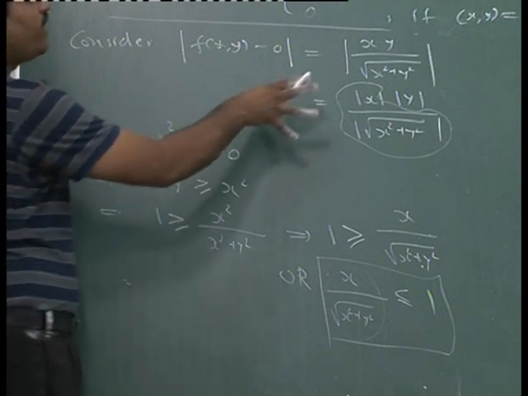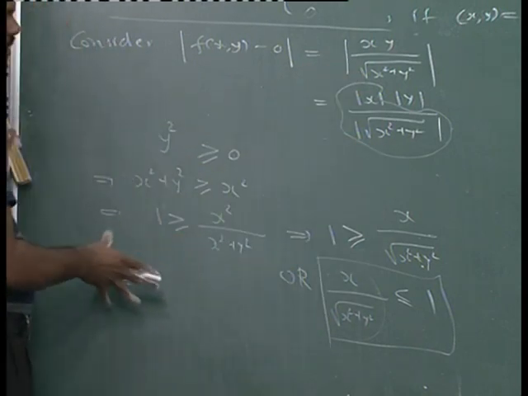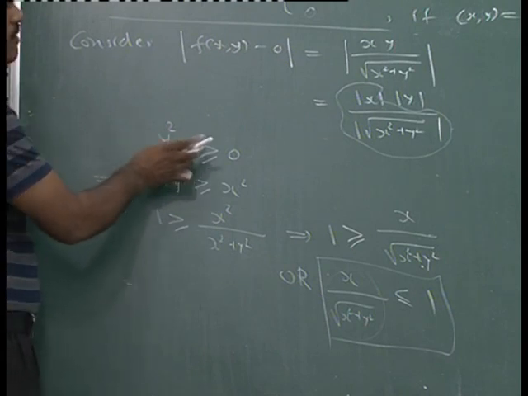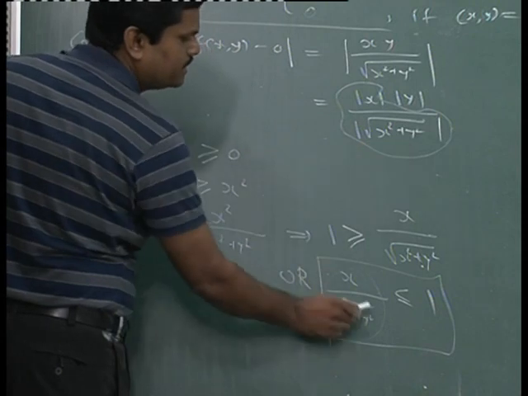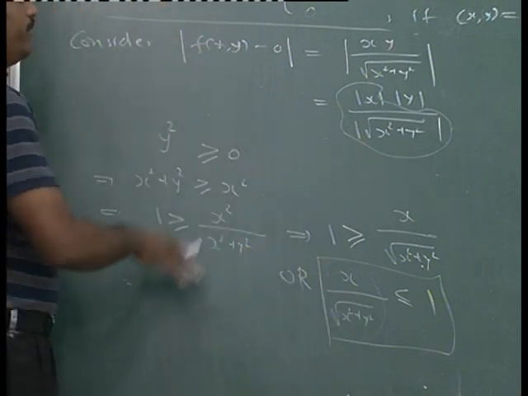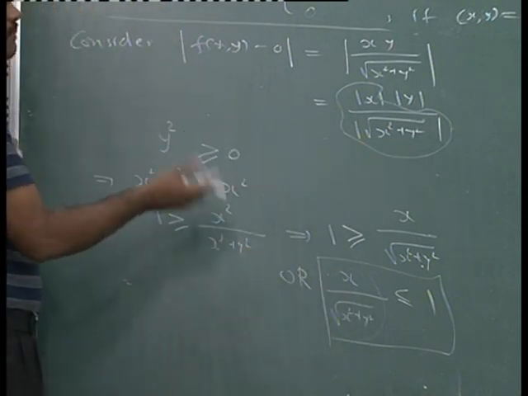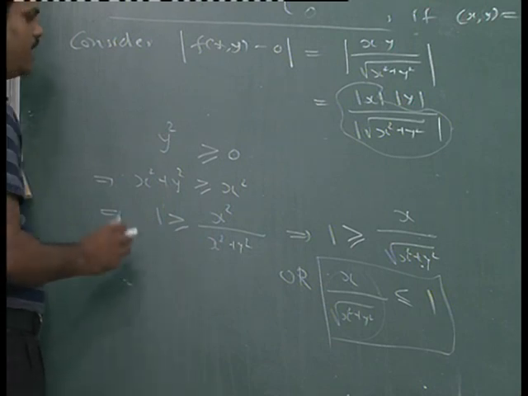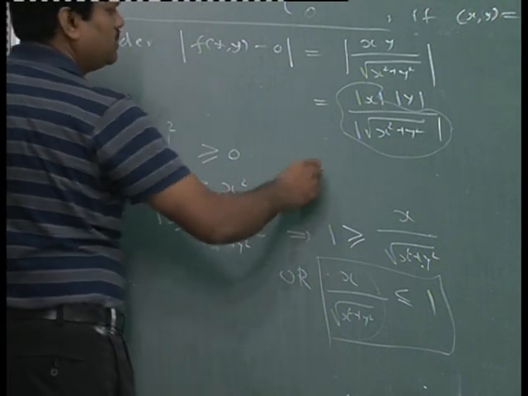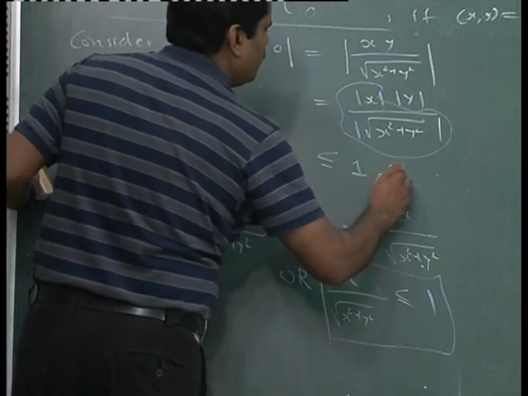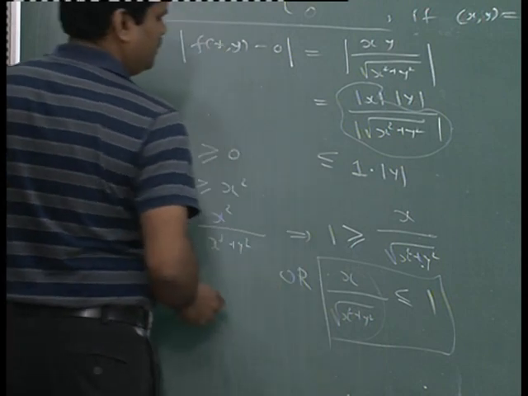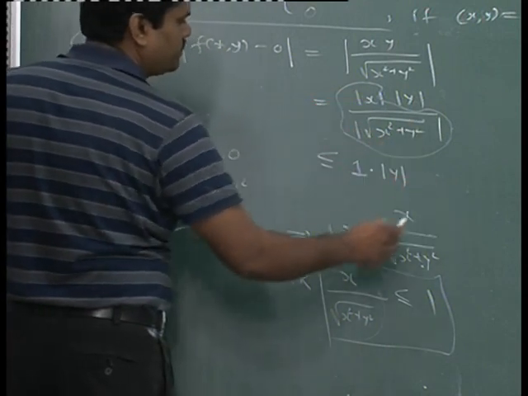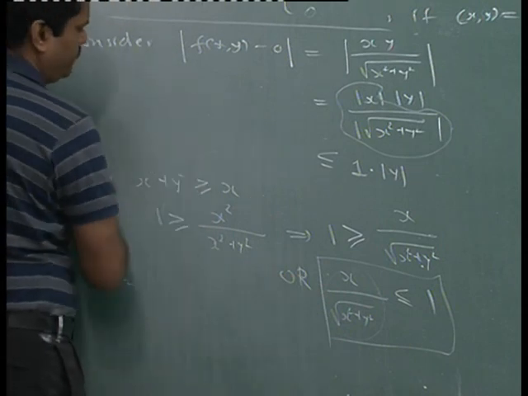So, to simplify this expression, this is the main technique, or you can say a good idea. Using that y square is greater than or equal to 0, we have shown that this part remains less than some constant. If the complicated expression is reduced to a simple one, we can find the delta value very easily. That is the only basic idea for doing all this. So, this is less than or equal to 1 into mod y. Just now I have proved that x upon square root of x square plus y square is always less than or equal to 1.